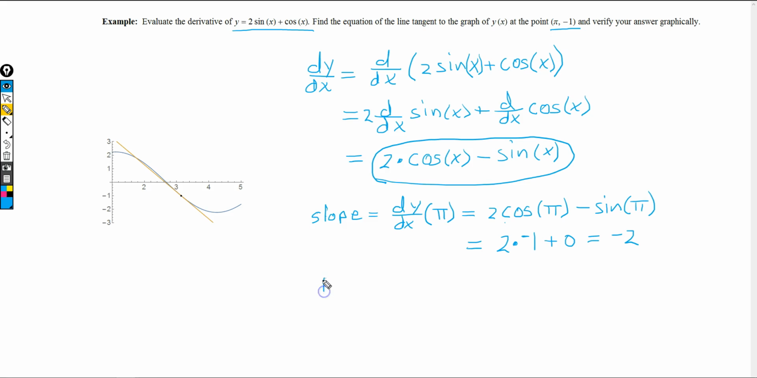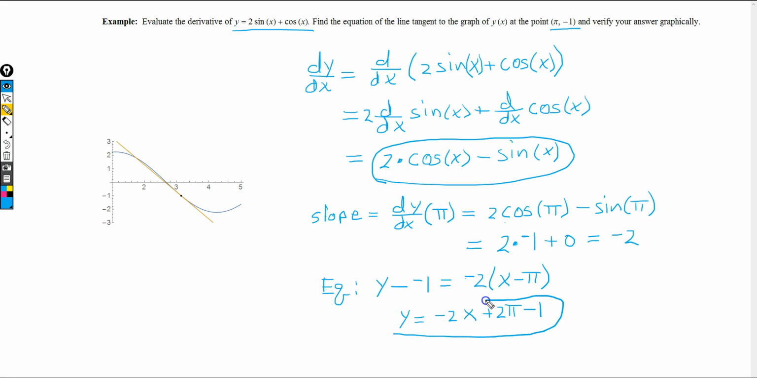So the equation of our tangent line is then going to be y minus negative 1. And then we can clean that up, just realizing that this is positive 1, take it over, you get negative 1. And there is the equation of our tangent line.